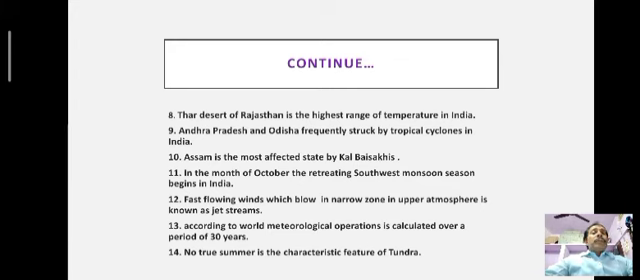Next, fast blowing winds which blow in a narrow zone in the upper atmosphere are known as jet streams. So here you define the jet stream. So your answer will be fast blowing winds which blow in a narrow zone in the upper atmosphere are known as jet streams.